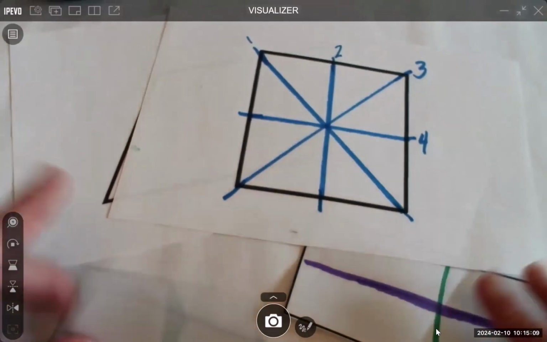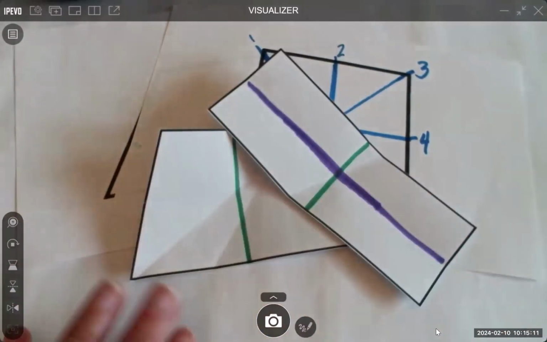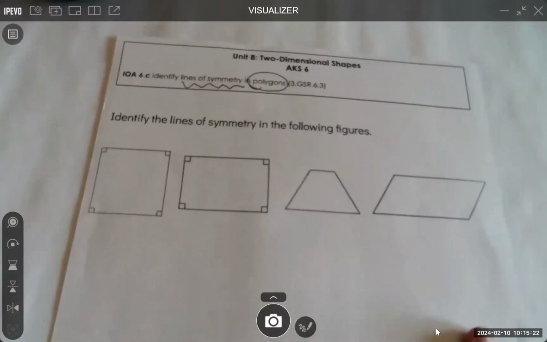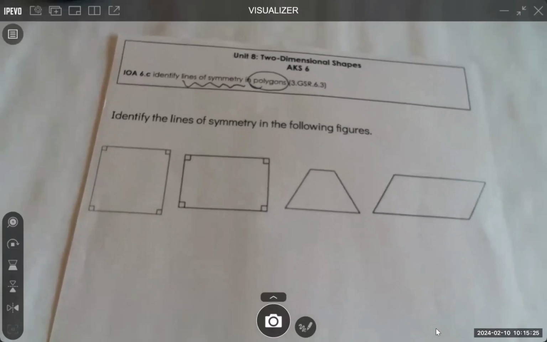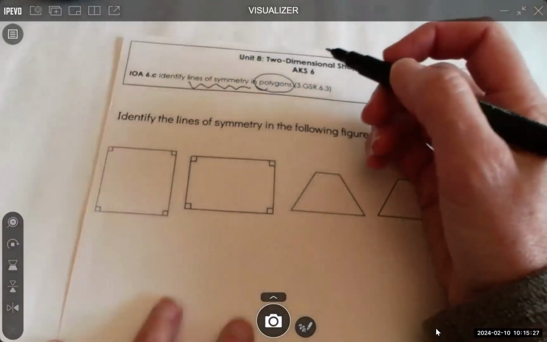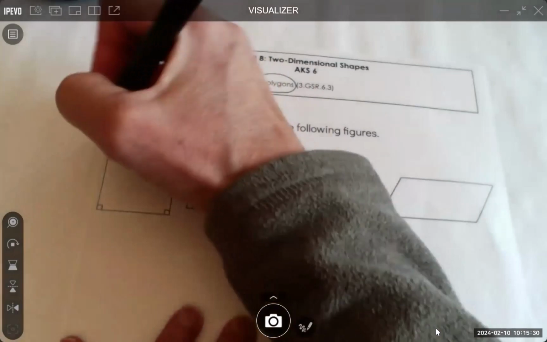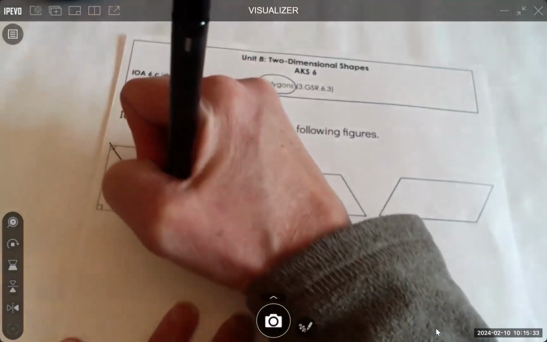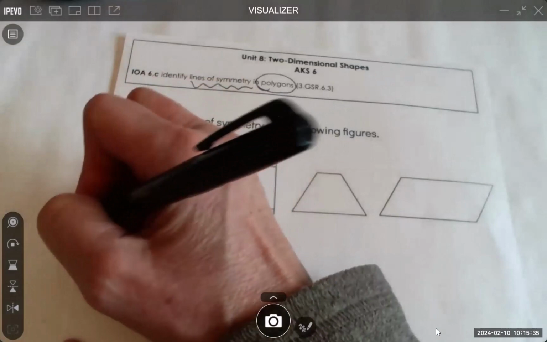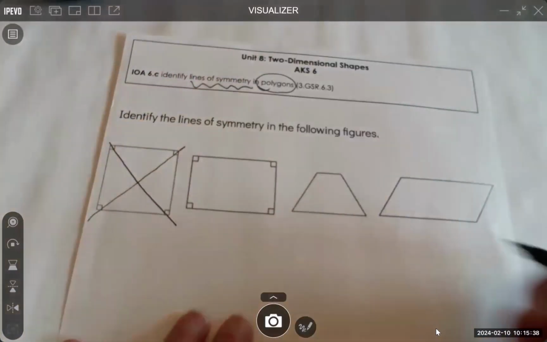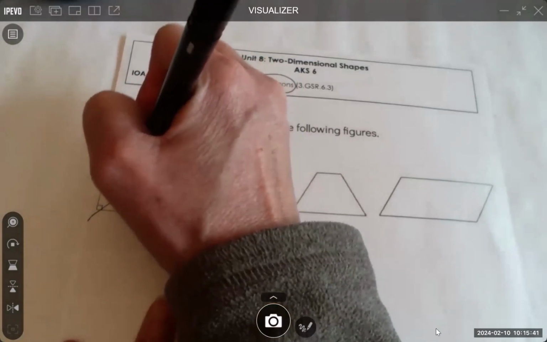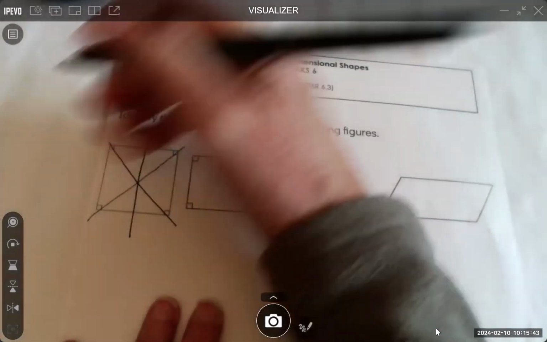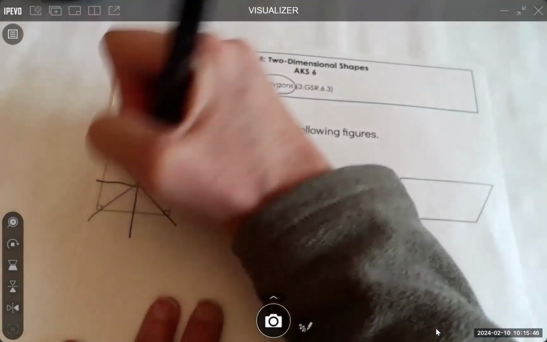Okay, so after exploration with paper folding and using a Geo-Mirror, our students will be able to gain access to the problem we had earlier. Identify the lines of symmetry in the following figures. So thinking about this, I would expect our students to be able to draw a diagonal line of symmetry there, another one here, and that also means if I fold it vertically, there is a line of symmetry creating 2 halves.